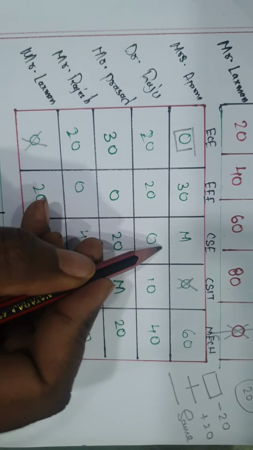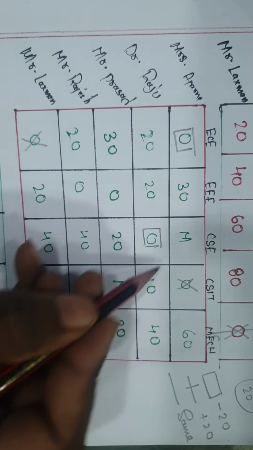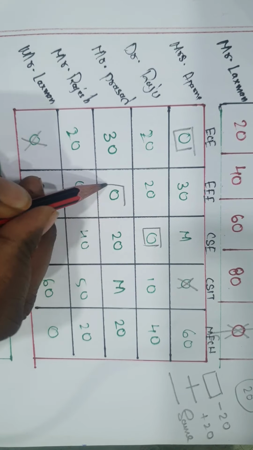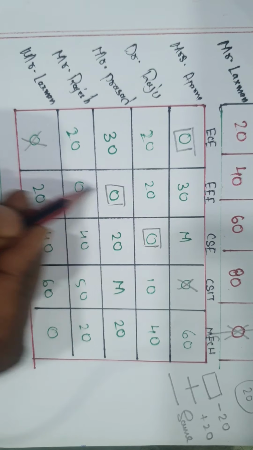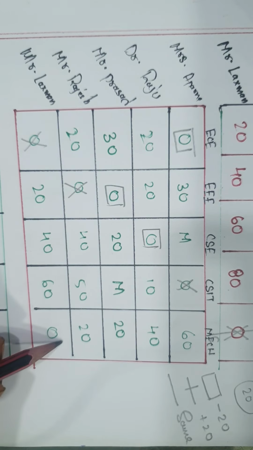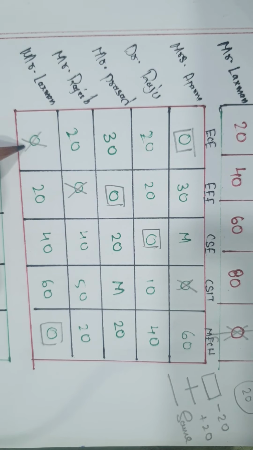Now second one, I assign here. In that row, in that column, if 0 is there, cancel. Third one, I assign here. In that row, in that column, if 0 is there, cancel. Fourth, no. Fifth, I assign here. So as you can see, C1, C2, C3, and C5 are assigned. C4 is again empty.